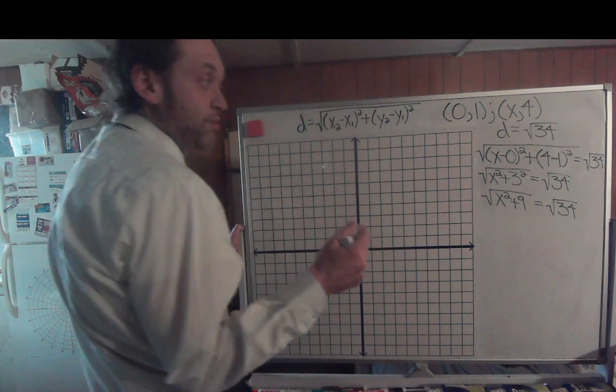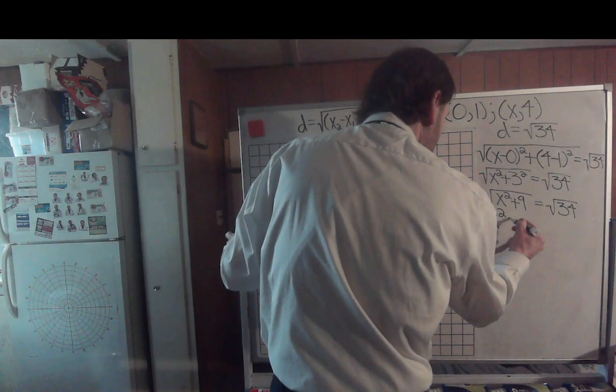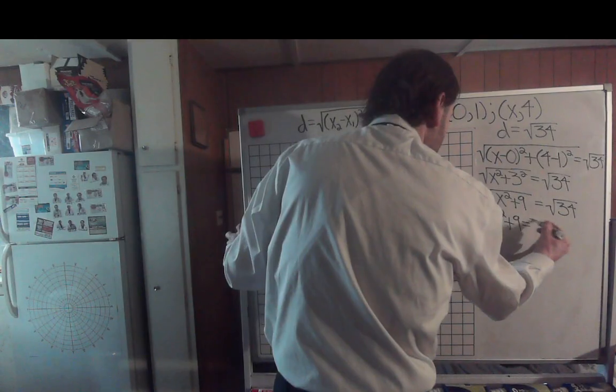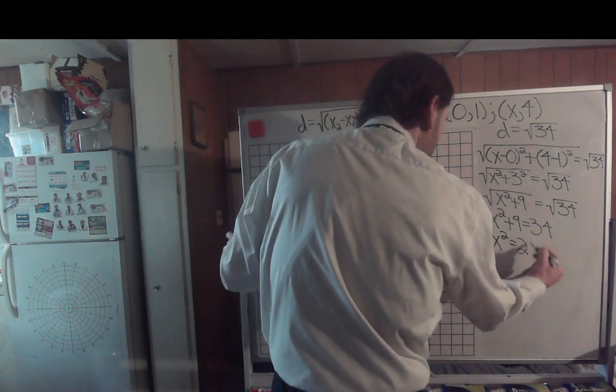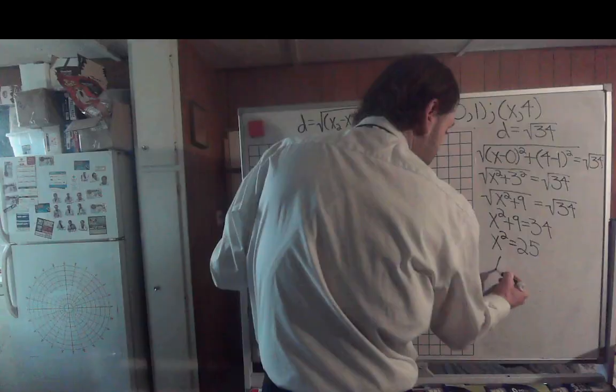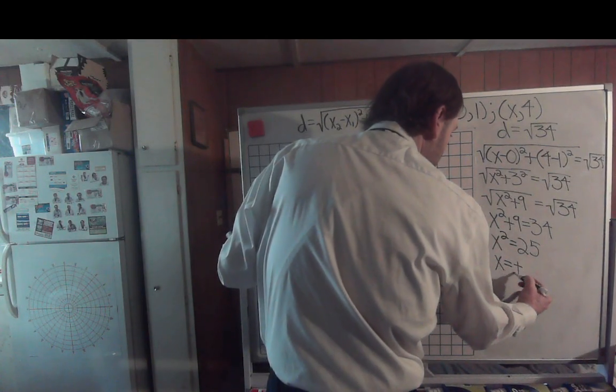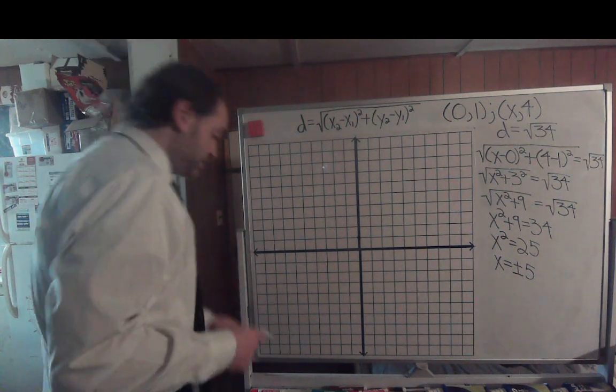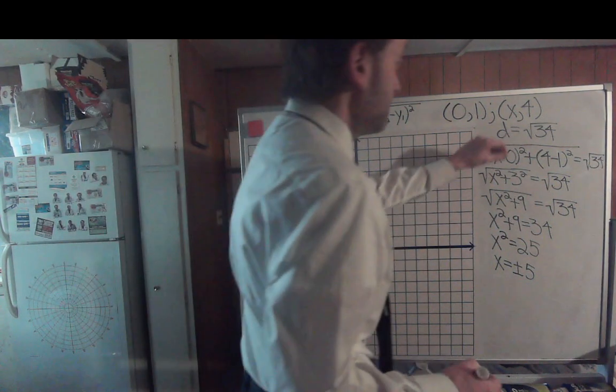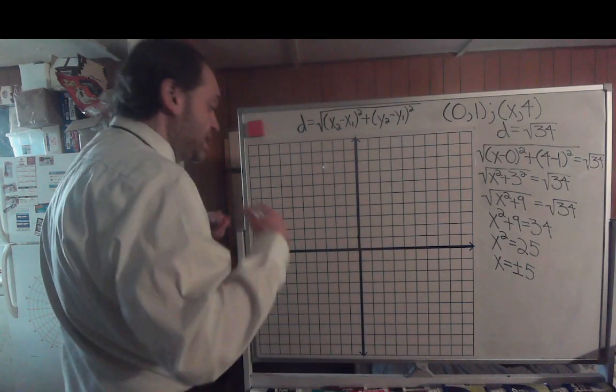Well, of course, in order to solve for x, we need to get rid of the square roots, so this would become x squared plus 9 equals 34 when you square both sides. So x squared would equal 25. That means that x could equal both plus and minus 5. So your missing points would end up being at either plus or minus 5, 4.